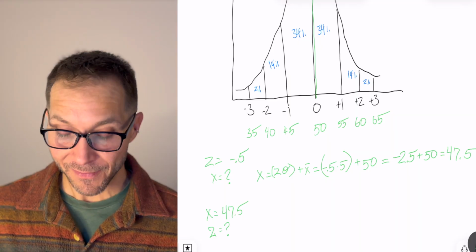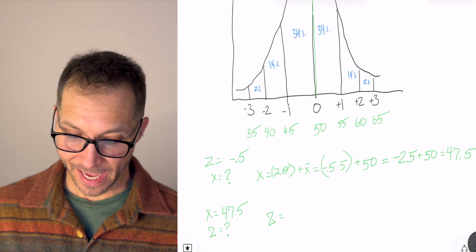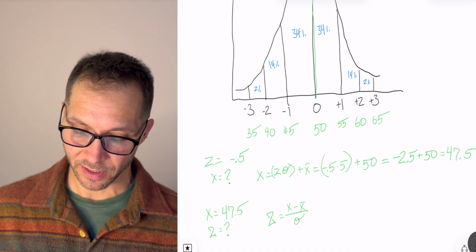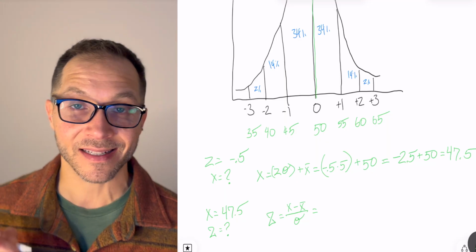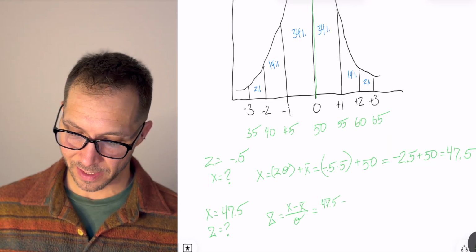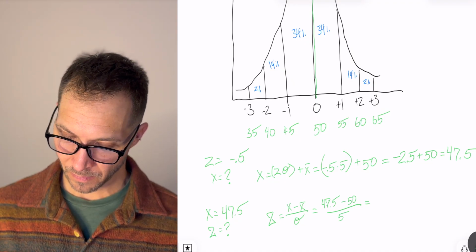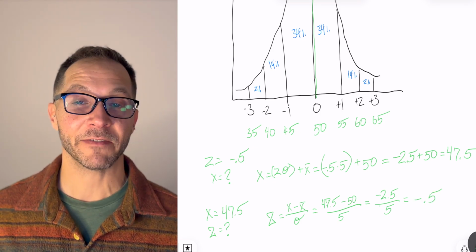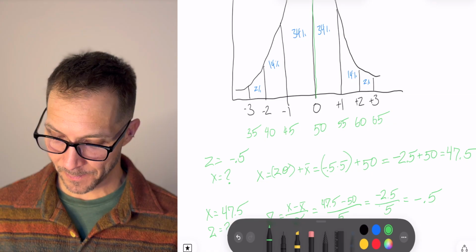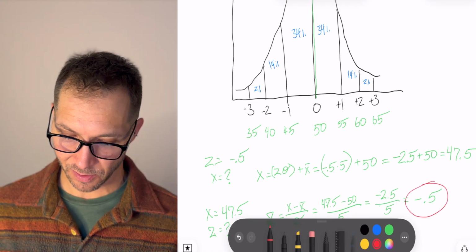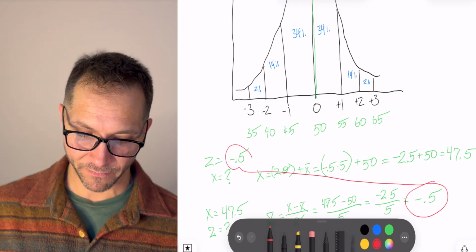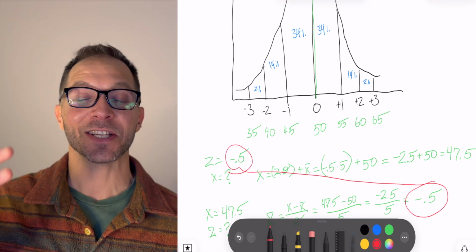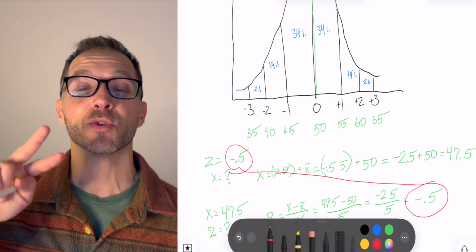What's the formula if I have the x and I want to find the z? That is the raw score minus the mean over the standard deviation. And we have all these numbers already. Let's do it. Negative 0.5. Let's double check. Negative 0.5 is what I got for the z. Negative 0.5 is the z that we started out with. Right on target. Awesome.